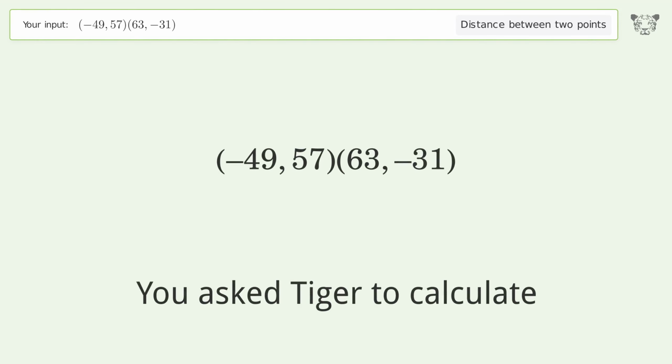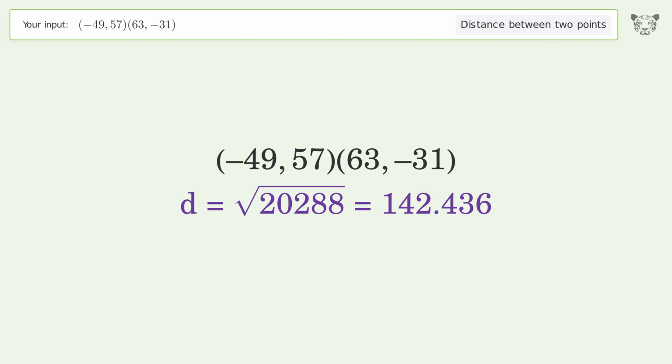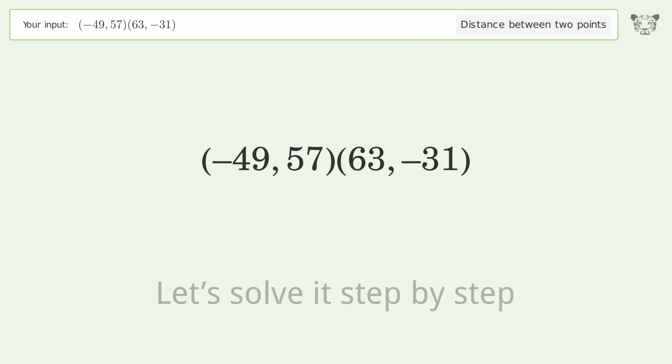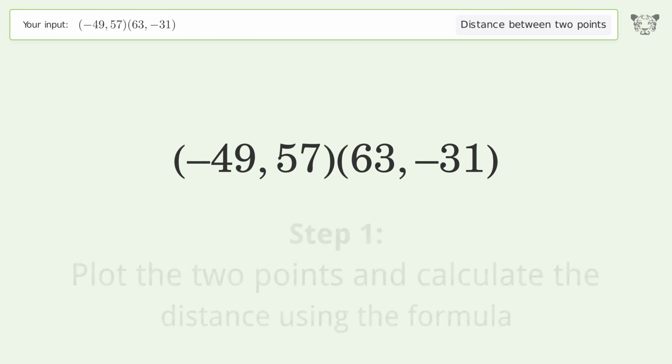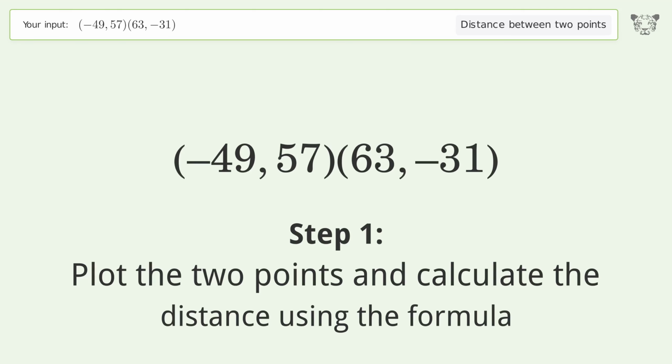You ask Tiger to calculate. This deals with the distance between 2 points. The distance between the 2 points is the square root of 20,288, or 142.436. Let's solve it step by step. Plot the 2 points and calculate the distance using the formula.